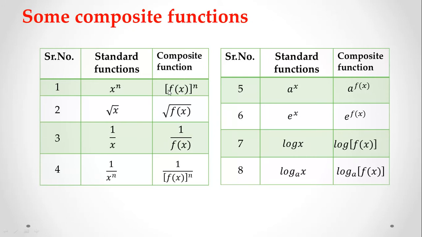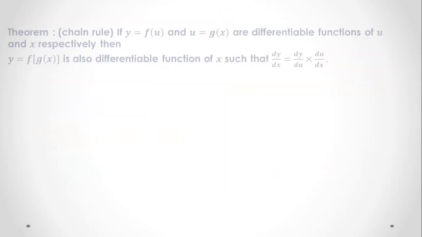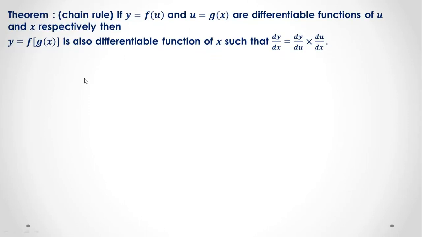If it is given like f of x raised to n, or root of f of x, or 1 upon f of x, 1 upon f of x raised to n, then a raised to f of x, e raised to f of x, then log of f of x, or log of f of x to the base a. Now to get the derivatives of these composite functions, one theorem is mentioned in your textbook. It is called the chain rule, and we study it without proof. Only the statement is important, and try to understand how to take the derivative of all composite functions.